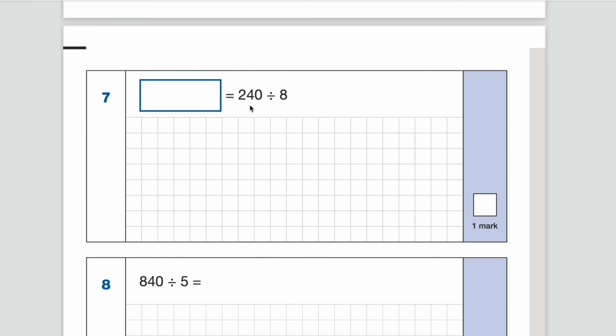Number 7 is just trying to catch you out by the order in which they've written this calculation. So normally you would see something divided by something equals, and then you put your answer at this side on the right. But they're trying to catch you out. They swapped everything around, but it makes no difference to the calculation.